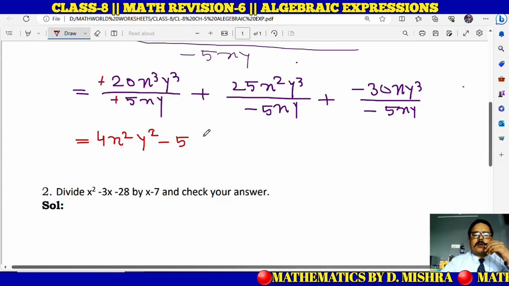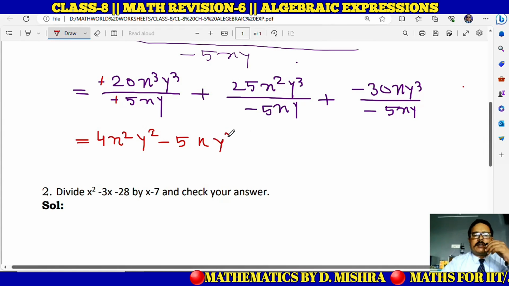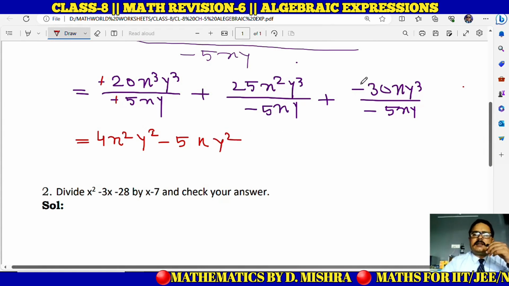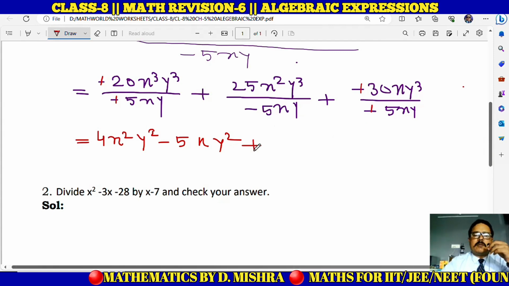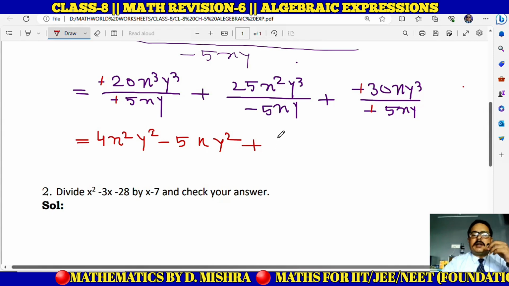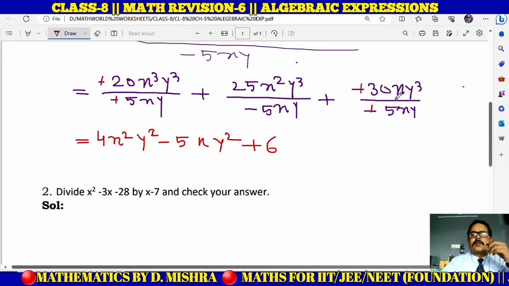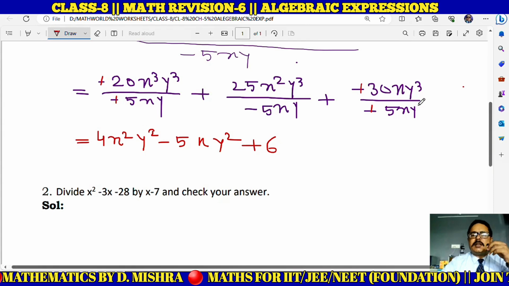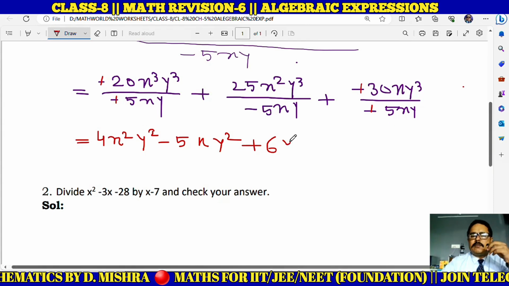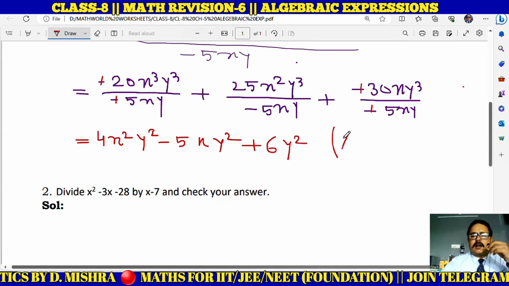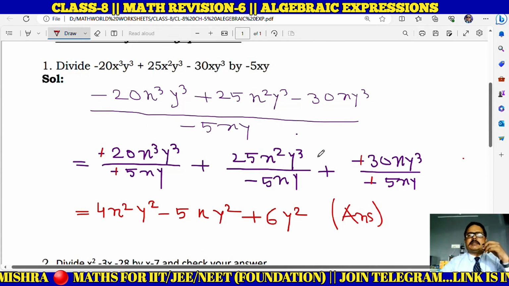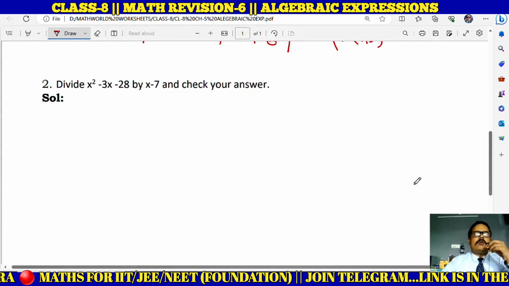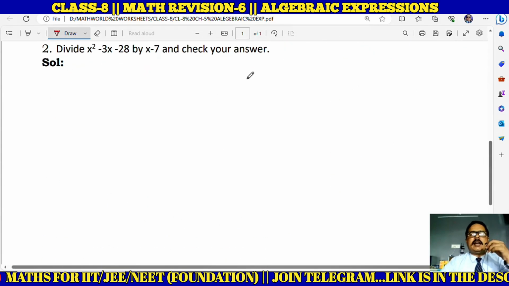5 5s are 25, x square by x will be x, and y cube by y will be y square. Now minus and minus here also will cancel. 30 upon 5 is 6, and here x and x will cancel, and y cube by y will be y square. So in this way the answer will be 6y square. So this is the answer, and I hope that you have understood this answer. Now let's do the next one.